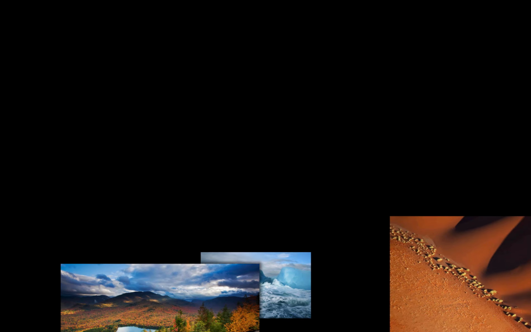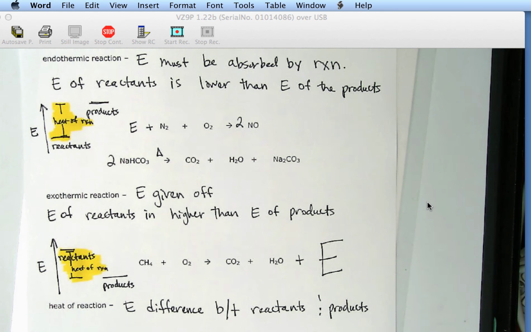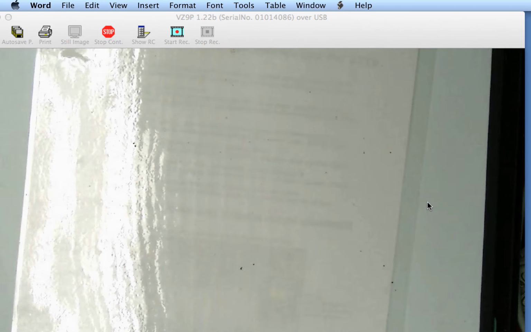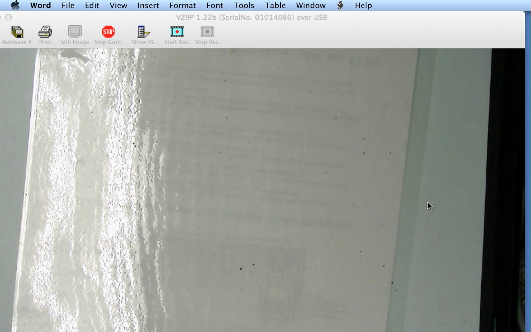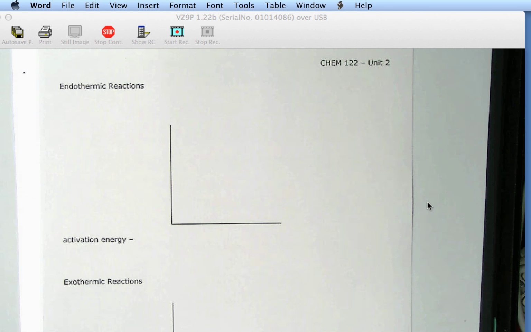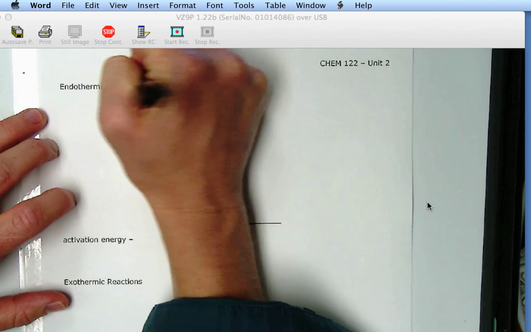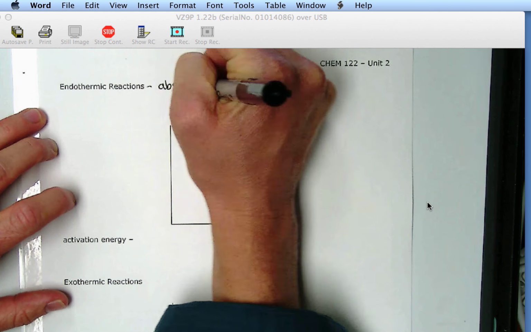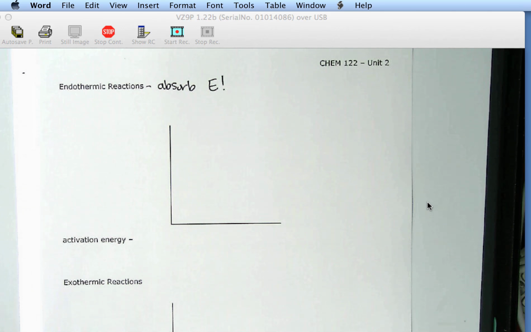They're very similar. Endothermic, exothermic, heat of reaction. How does it all relate? And we have more terms on the next page too. So remember, between endothermic and exothermic, which ones need to absorb energy in order to occur? Endothermic. Okay, so they must absorb energy.